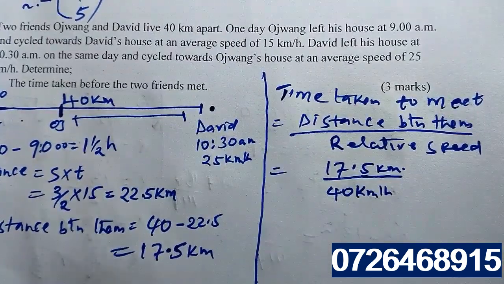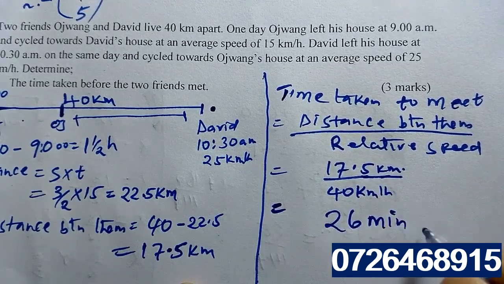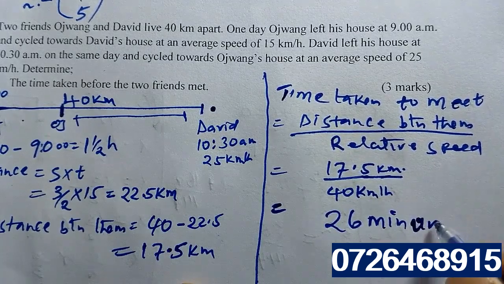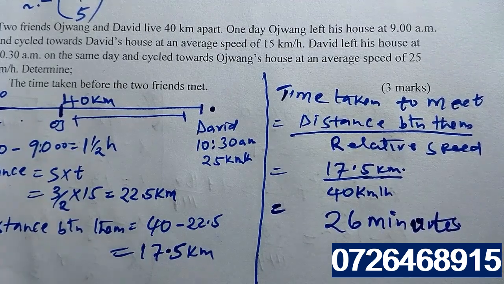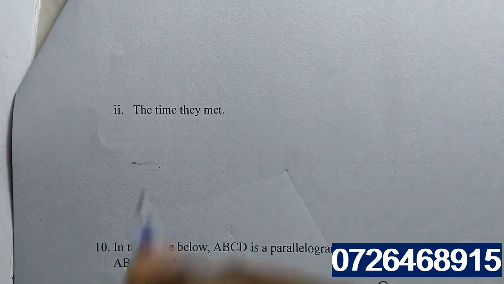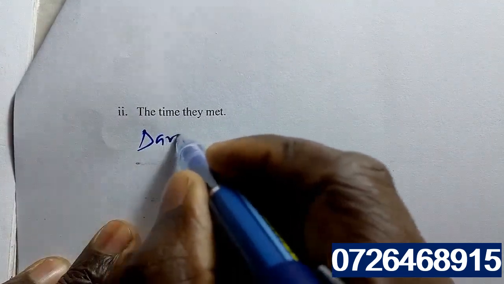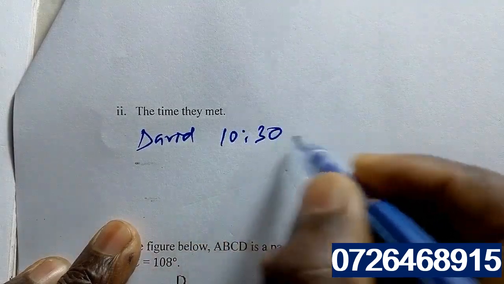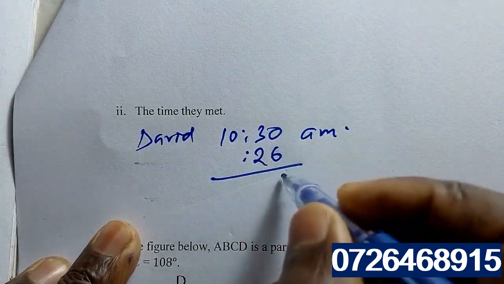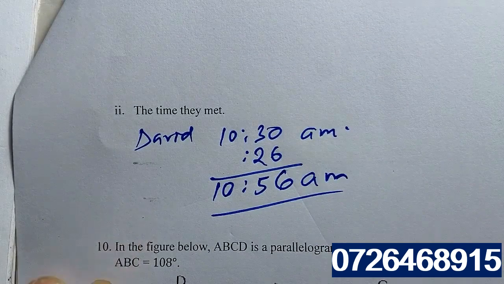So to really get the time, itakuwa ni 26 minutes. So they will take 26 minutes to meet. Time of the day when they meet, tunatumia ile ya mwenye alianza late. So David alianza 10:30 AM. Kwa hivyo tukiongezea 26 minutes yenye alispend kumeet, watakuwa wamemeet 10:56 AM.